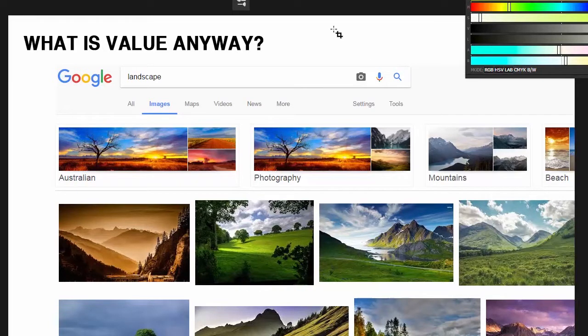Okay, so what is value anyway? Well, in the world of art, value refers to how dark or light each individual color is. Essentially, it means to understand the image in monochrome, like this. So why do artists do this? Because we can understand images in black and white, it becomes one of the strongest reads to our human senses. If an image doesn't make sense in black and white, there's little chance it's going to make sense in color. I think of black and white as the foundation to any color image.